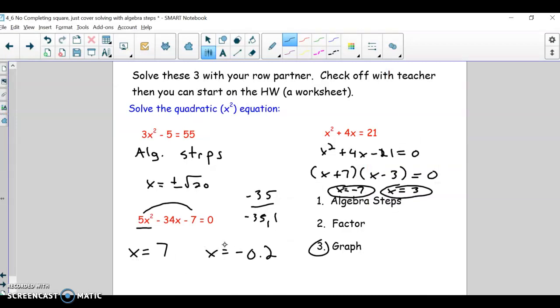Okay, so that's it. The only thing today was algebra steps and then picking which of the three methods work.